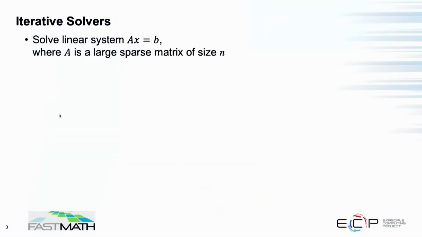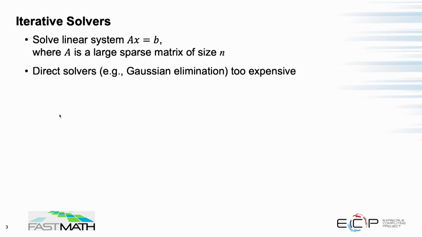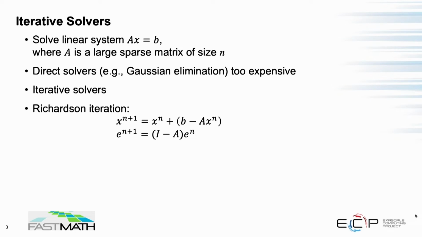So let us consider the problem of solving Ax = b, where A is a large sparse matrix of size n. In this context, n maybe is a million, a couple billion degrees of freedom. And generally in this paradigm, we're thinking that direct solvers are too expensive. There are some good direct solver implementations out there. We had a session on that this morning, but we're really going to be focusing on iterative solvers in this session.